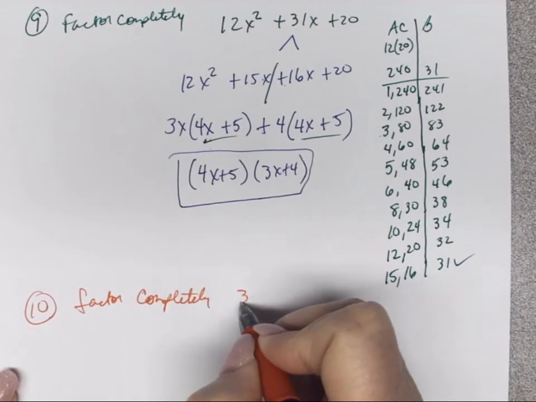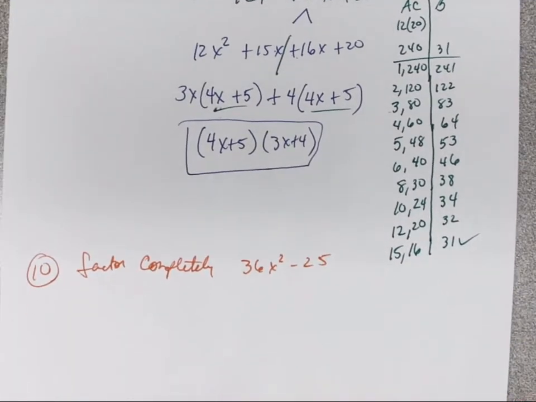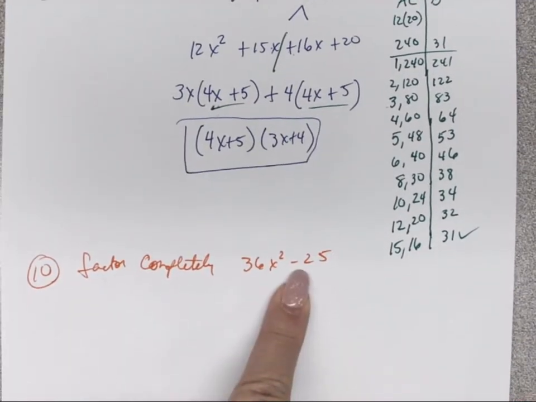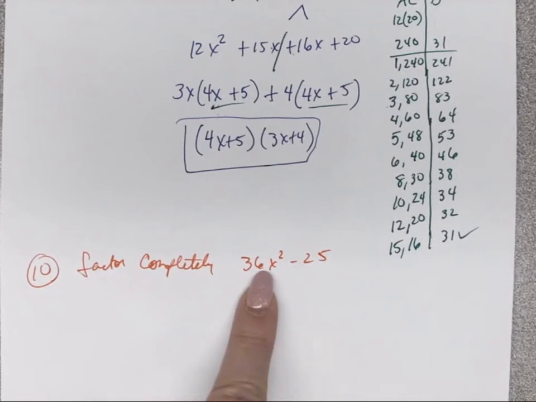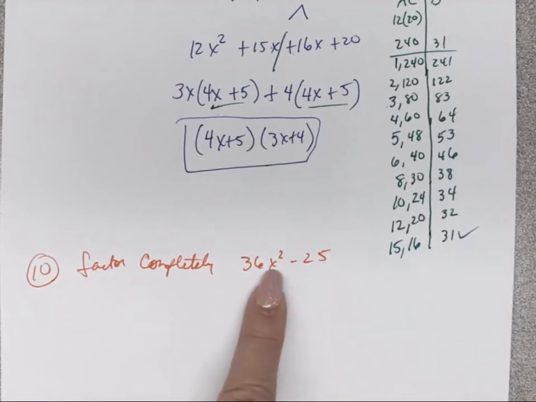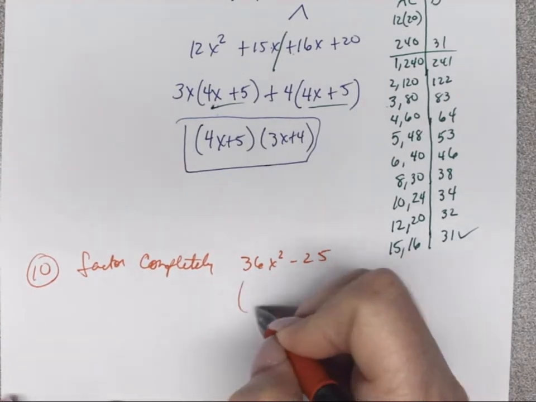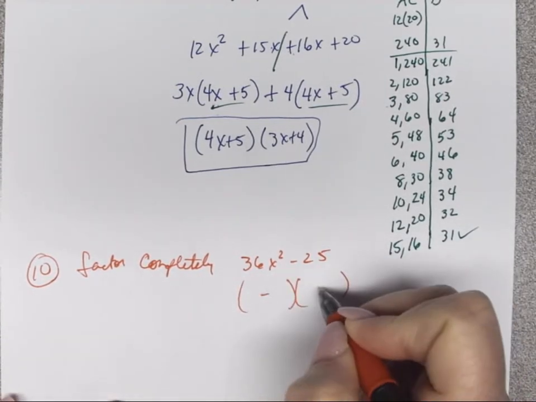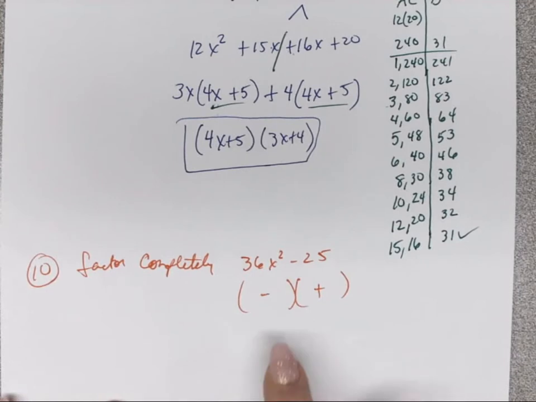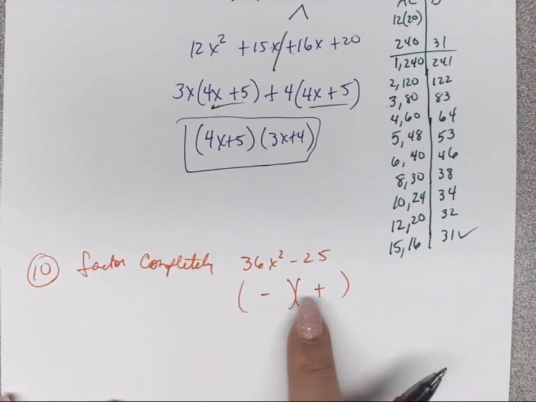And we have 36x squared minus 25. So this is not an AC method because it only has two terms. And if we notice, this is a difference, and this is a square. So let's see, 36 is a perfect square, so is the x squared, and so is the 25. When you factor these, they're always going to look like this. There'll be a minus, there'll be a plus, and they'll match otherwise.